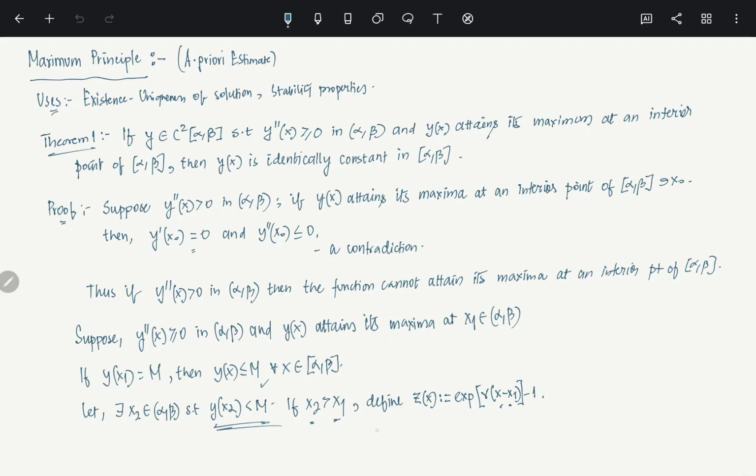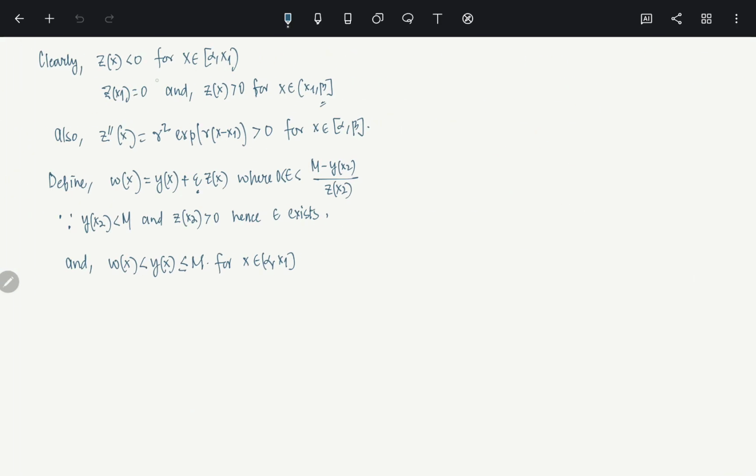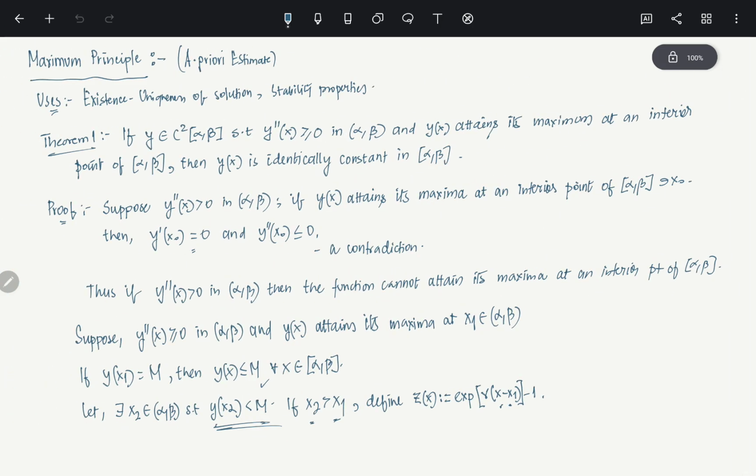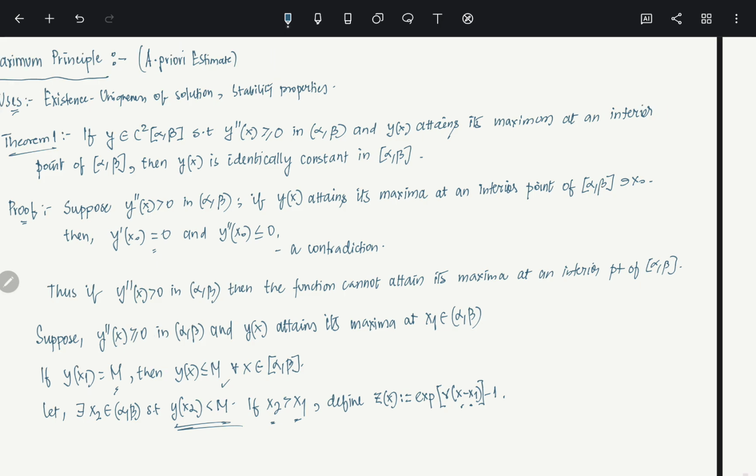See, between alpha and x1, z is negative. So basically, w will be dominated by y of x. Clear? And w of x2, we have just calculated it, right? W of x2 is strictly less than m. Yes. And what is w of x1? W of x1 is y of x1 plus epsilon times z of x1. Z of x1 is 0. So it is y of x1, which is m. See, y of x1 is m. The maximum is attained there.